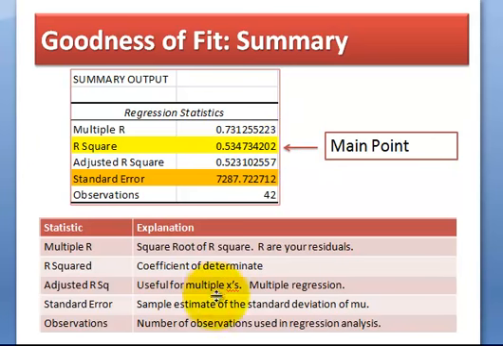That's what you're looking for. Just so you know, adjusted R squared is used when we're doing multiple regressions. Standard error is simply our sample estimated standard deviation. And the observations is the number in our sample size. But the main thing you're going to want to look for in this summary output, the main thing you're going to use, is this R squared.